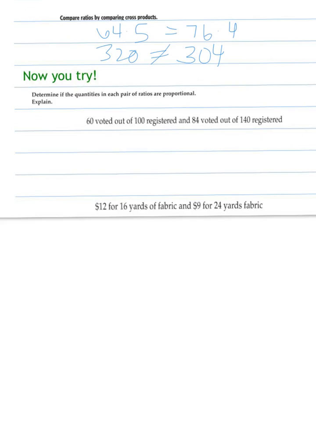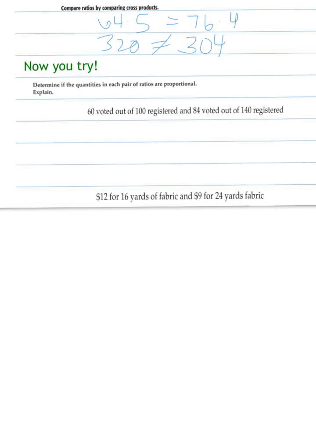All right, here are some for you to try. So pause, try them, and then come back. All right, our first one: 60 voted out of 100 registered, and 84 voted out of 140. I'm going to put the number voted on top. So 60 voted, I'm just going to use V for voted, over 100 registered, and then 84 voted over 140 registered. And we want to see if these are proportional.